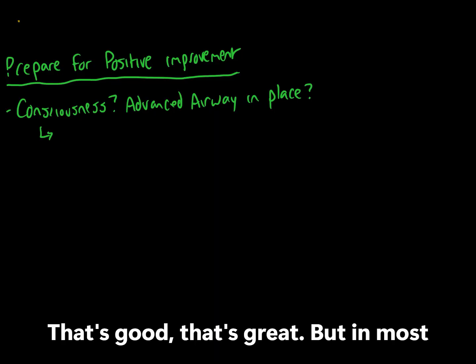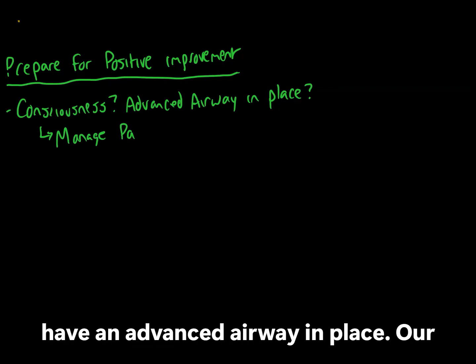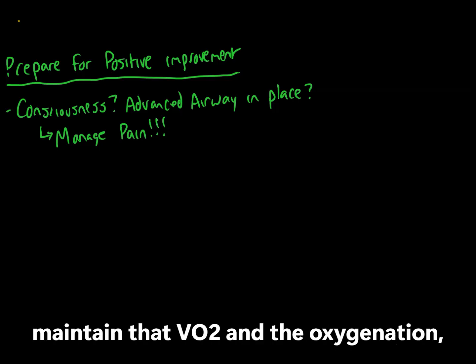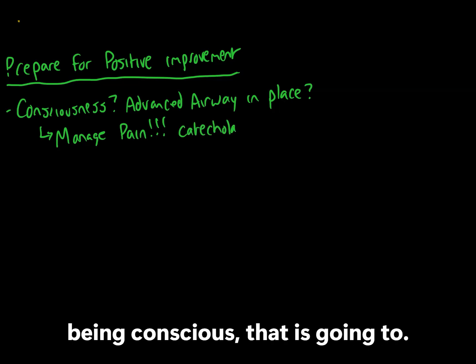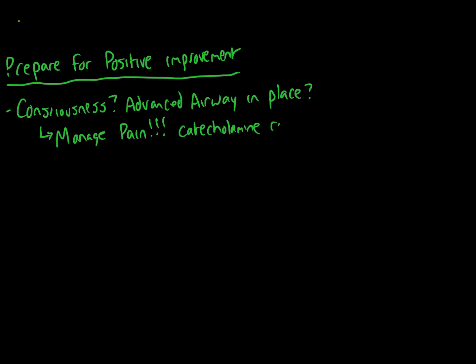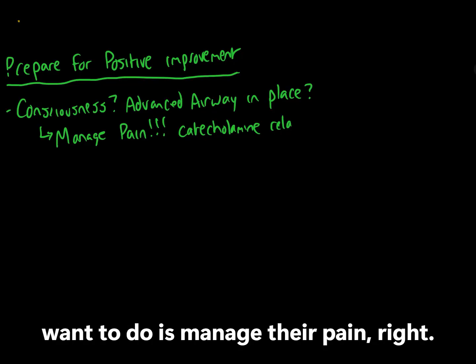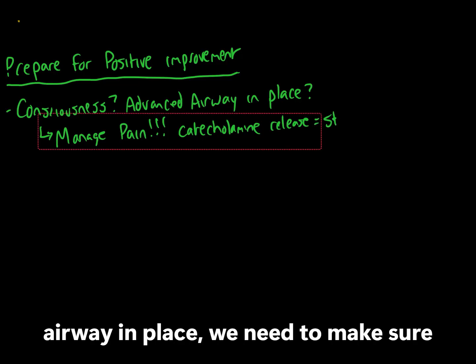It's good. That's great. But in most cases, after resuscitation, we're going to have an advanced airway in place. Our goal with that advanced airway is to maintain that SpO2, the oxygenation, all the ventilation stuff. So, with them being conscious, that is going to affect our ability to maintain their airway. So, of course, the first thing we want to do is manage their pain, right? If we're going to keep that advanced airway in place, we need to make sure that we're managing the pain.